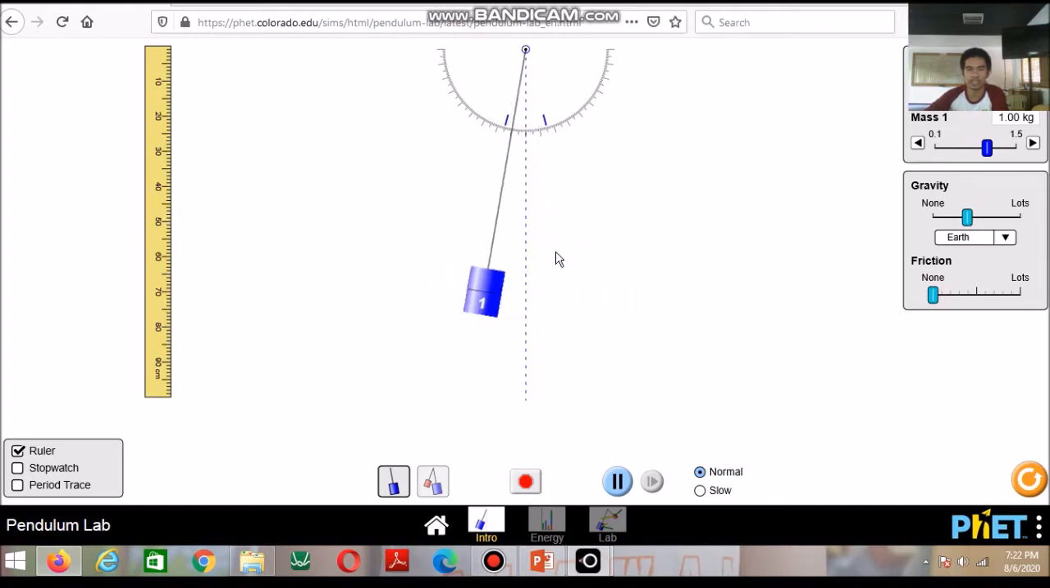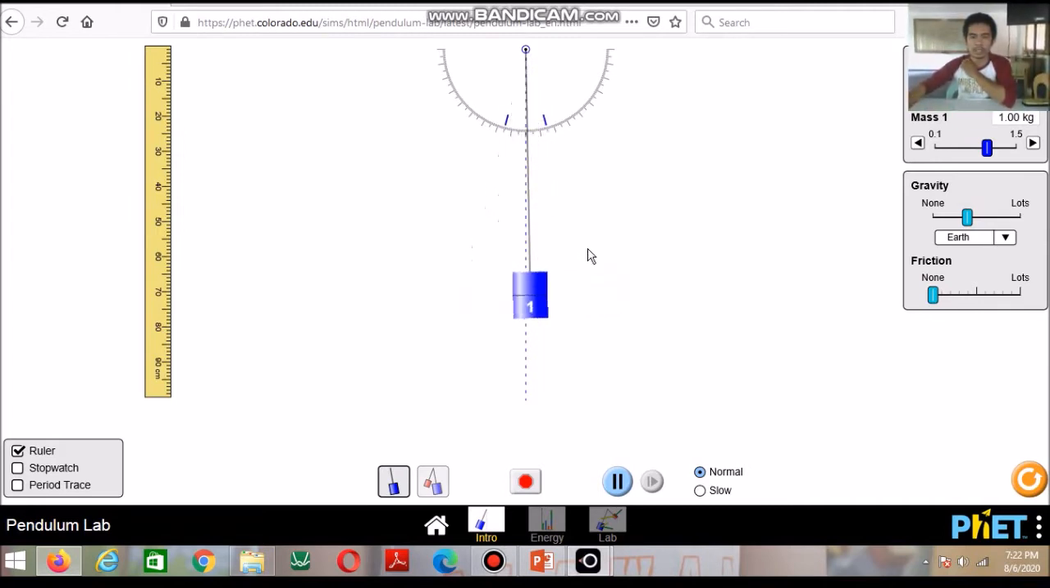So can we say that this simple pendulum is moving in simple harmonic motion? Now, if the pendulum is moving in simple harmonic motion, it means that there is a force acting on the bob that tends to return the object to its equilibrium position. So let us examine what forces are acting on the bob, and why this simple pendulum is really in simple harmonic motion.